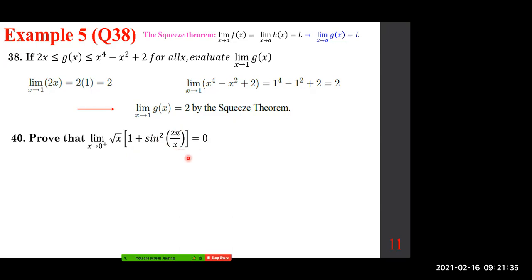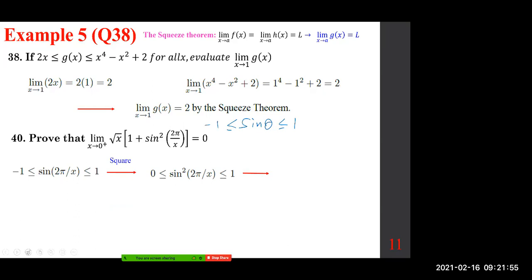So sine theta, let me just write sine theta. We know sine theta is between -1 and 1. Theta, in this case, is 2 pi over x. Now, if I square that, please understand when you square it, it is between 0 and 1, not between 1 and 1. Let me make sure everybody understands.